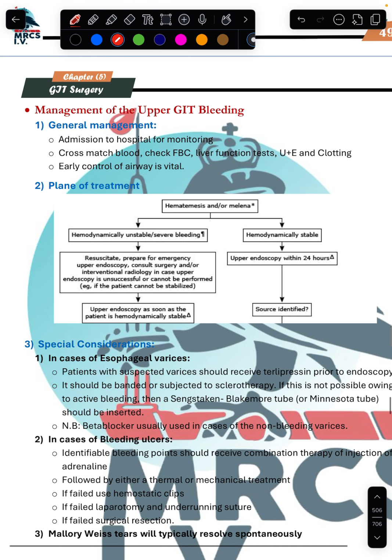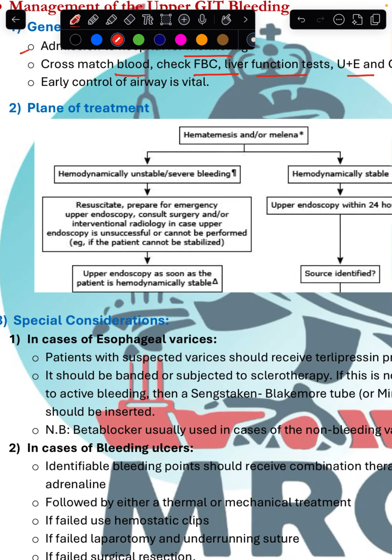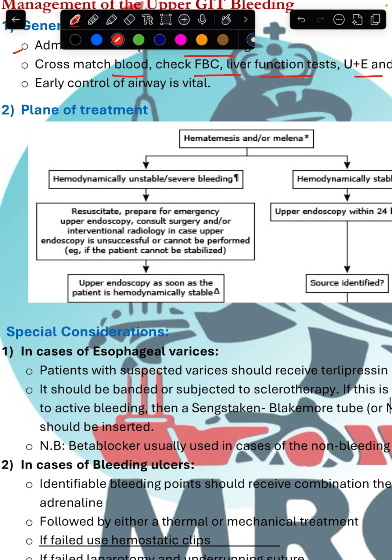So, management of upper GI bleeding. For patients having bleeding from the upper GI tract, management is admission to the hospital for monitoring. The person needs immediate admission, cross match the blood, check full blood count, liver function test, clotting, urine examination. Early control is important. If there is hematemesis or melena, unstable, severe bleeding, then resuscitate the patient for emergency upper endoscopy, and consult surgery or interventional radiology in order to find the site of upper GI bleeding.